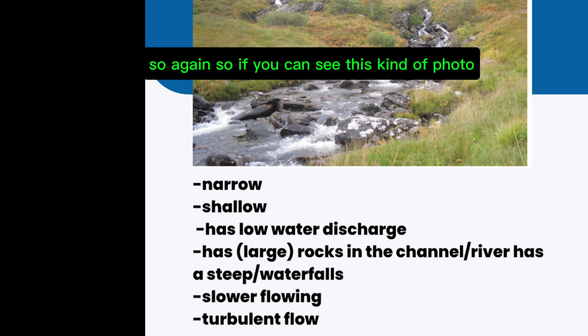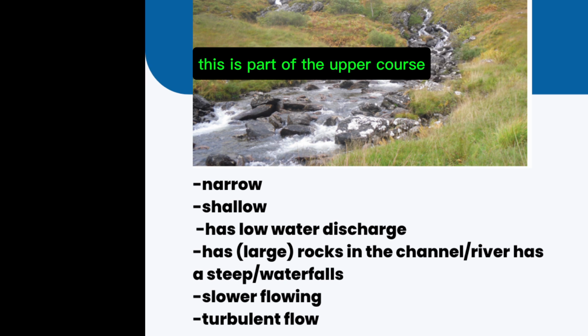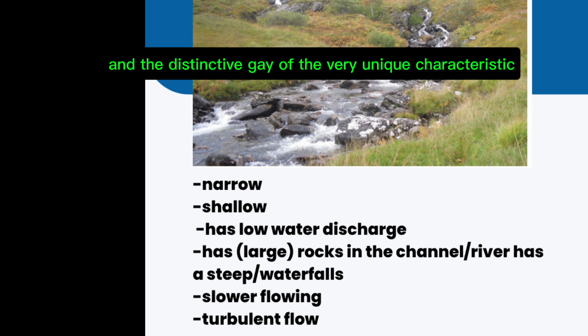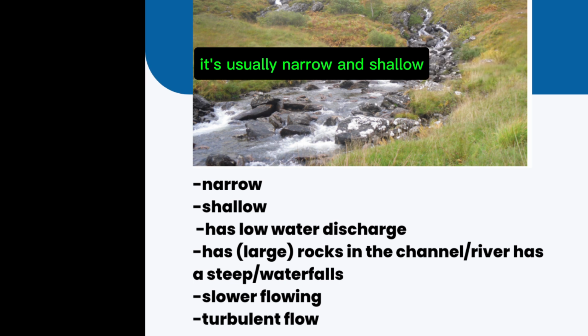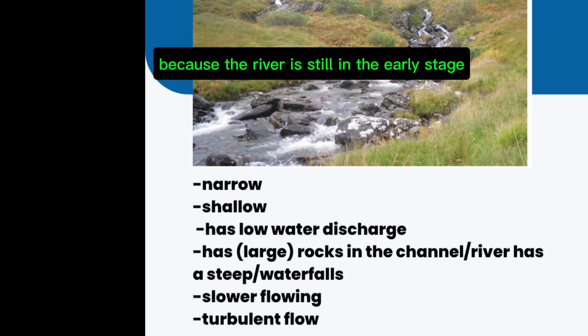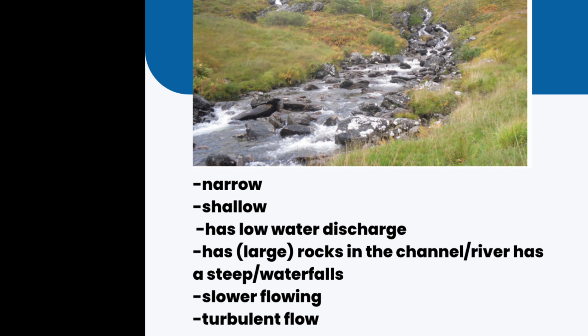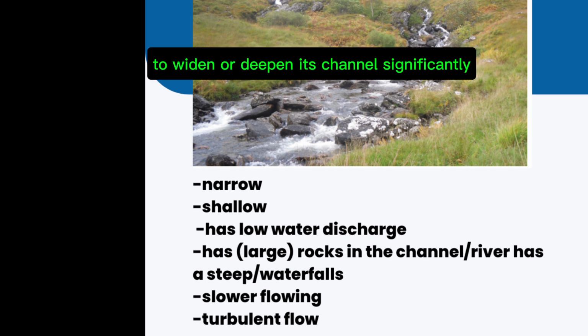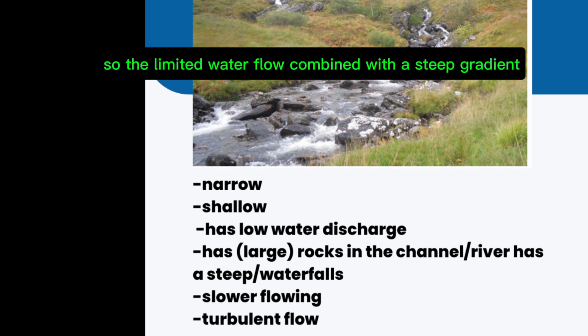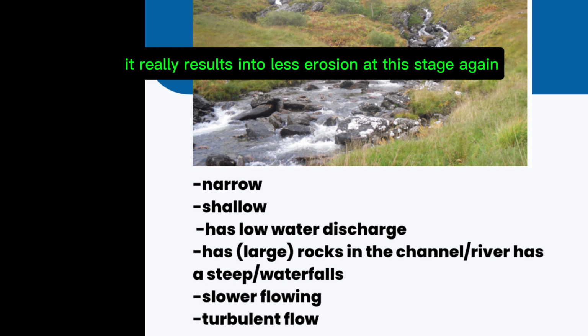So if you see this kind of photo, this is part of the upper course, and the unique characteristic is that it's usually narrow and shallow because the river is still in the early stage of development. It hasn't had enough time to widen or deepen its channel significantly. The limited water flow combined with a steep gradient results in less erosion at this stage.